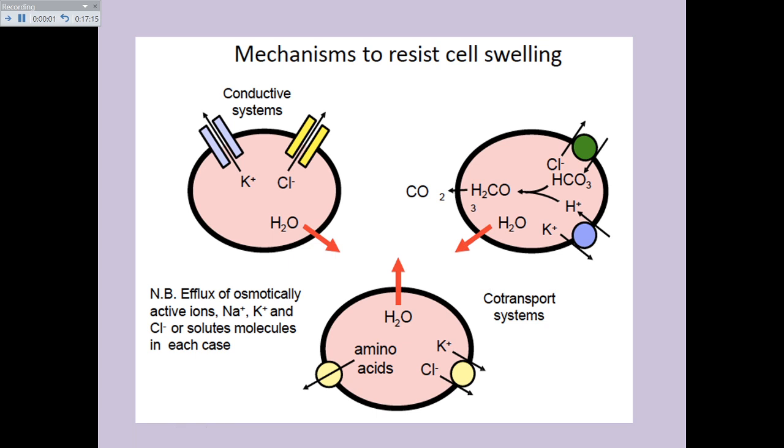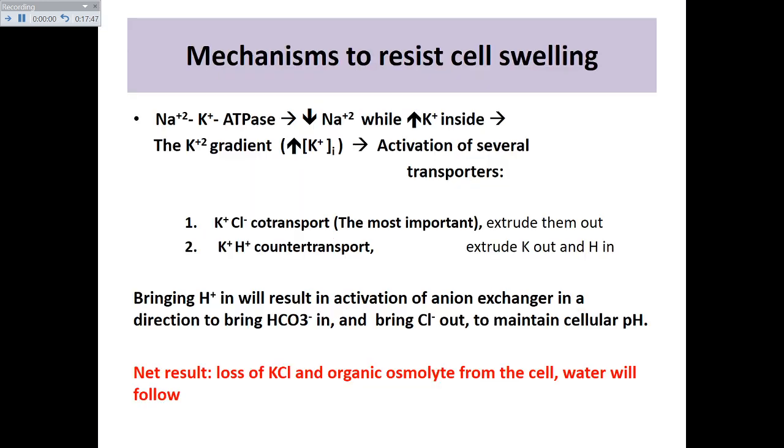This is also the same. You can see all the solute goes out and the fluid goes out again, amino acid goes out. These are all transporters that are used to resist cell swelling. You can see, as we said, the anion exchanger works in this direction. K goes out, H comes in, HCO3 comes in, so Cl goes out, H and HCO3 bind to form H2CO3 and become CO2, and CO2 goes out of the cell to the blood. This is the explanation of these mechanisms.